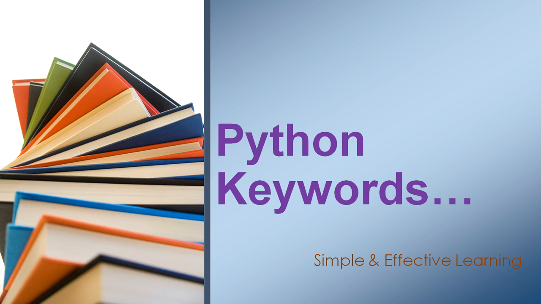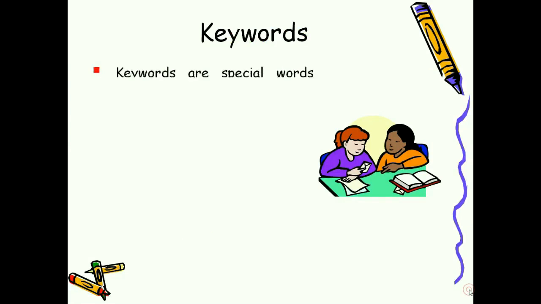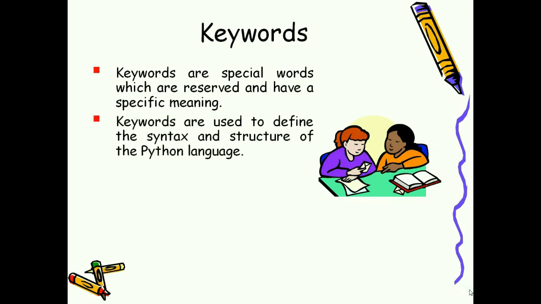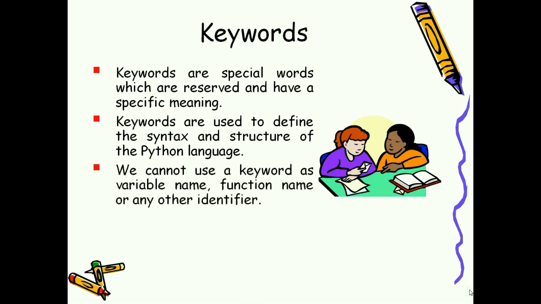In this video tutorial, we will discuss Python keywords. Keywords are special words which are reserved and have a specific meaning. These keywords are used to define the syntax and structure of the Python language. We cannot use a keyword as a variable name, function name or any other identifier. And keywords are case sensitive in Python.